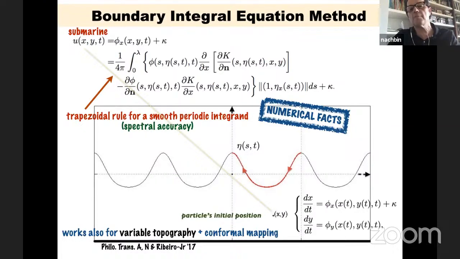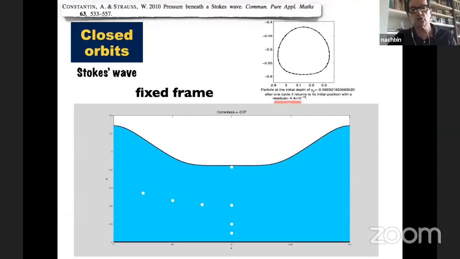Just as a comment, which I'm not going to show in much detail: if we have a topography, we use conformal mapping to flatten out the bottom, and we can use the same strategy. It works very well with this periodic Green's function. Okay, so this is the strategy for the irrotational case, and let me show you some results.